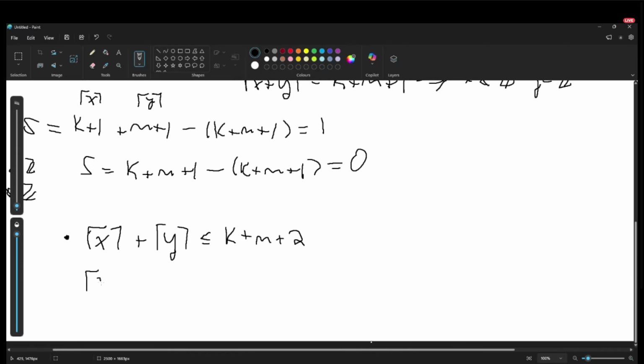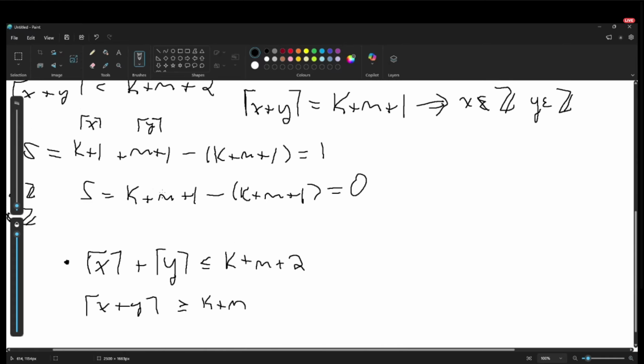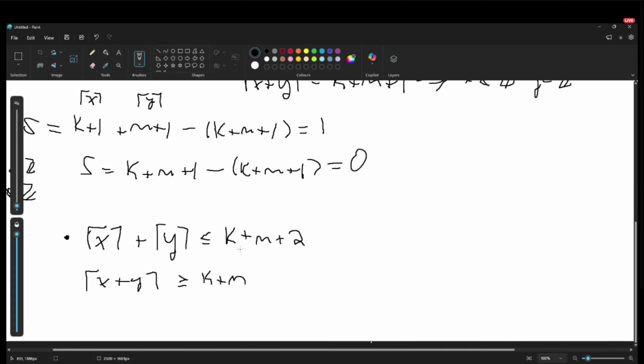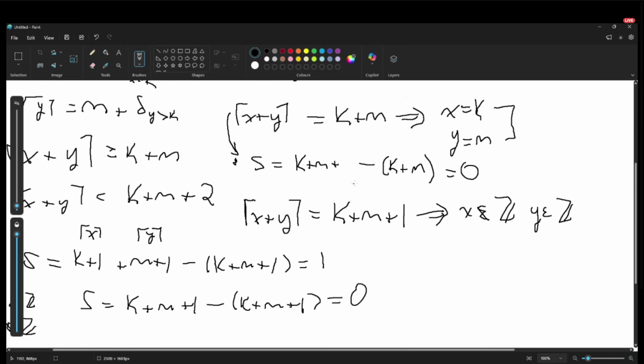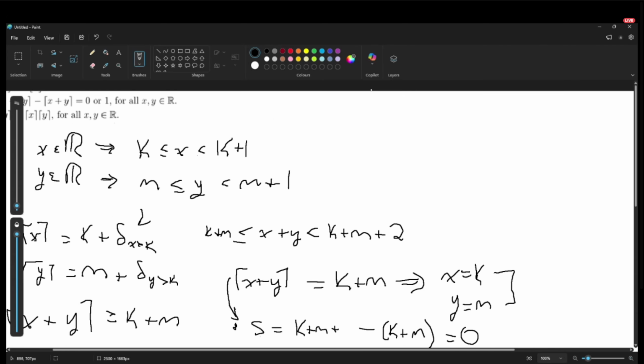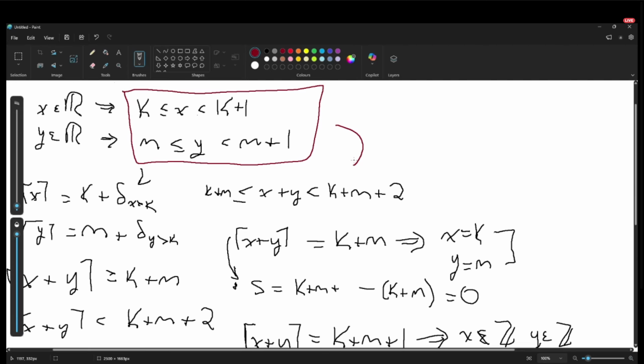You could say this, and then you could say x plus y, or sorry, this ceiling is more than or equal to k plus. So, high level, basically you want to split up the cases. You should write down this, let me highlight in red. You should write down this, right? Okay, so that will tell you, and then from that you can get something that looks like this, right?